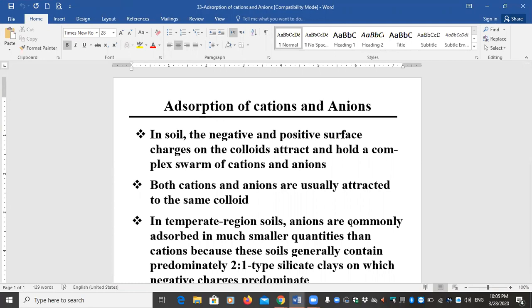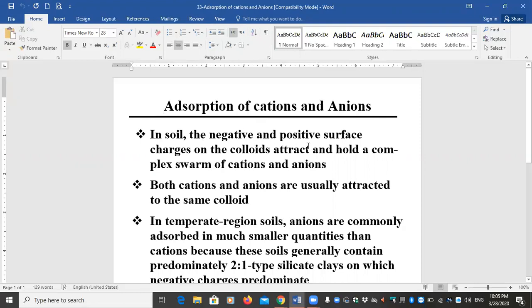Okay, today we will talk about some important reactions that take place on the silicate clay minerals or on the surfaces of colloids in the soil. That is the adsorption of cations and anions. You remember we talked about the sources of charges last time. So if you have charges on soil colloids, they have to be neutralized. And how are they neutralized? By adsorbing cations or anions.